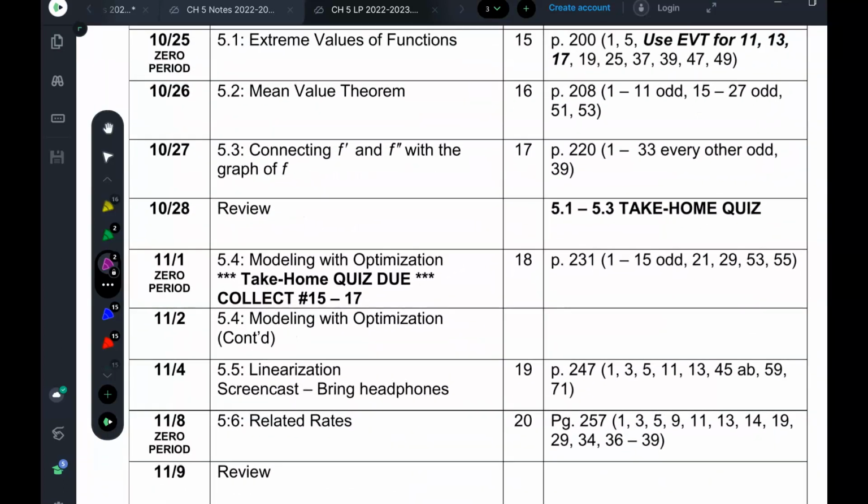So assignment 17. Okay, so that assignment 17 that we had from last night will be collected on Tuesday. Remember I talked about there are some zero periods that we'll need. I definitely want to have zero period on Tuesday. So that means Monday we don't have class.